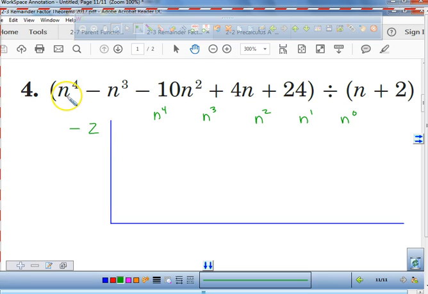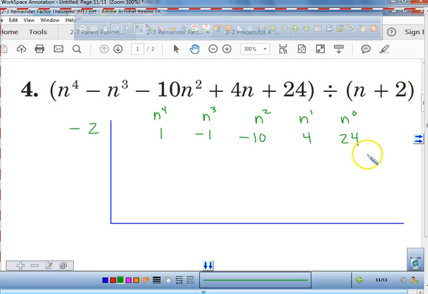Then I ask myself, how many n to the 4ths do I have? I've got 1 of them. Here I've got negative 1, because it's a negative n cubed. Here I have a negative 10n squared. Here I have 4n, and here the constant at the end is a 24. So I always put them in descending order.